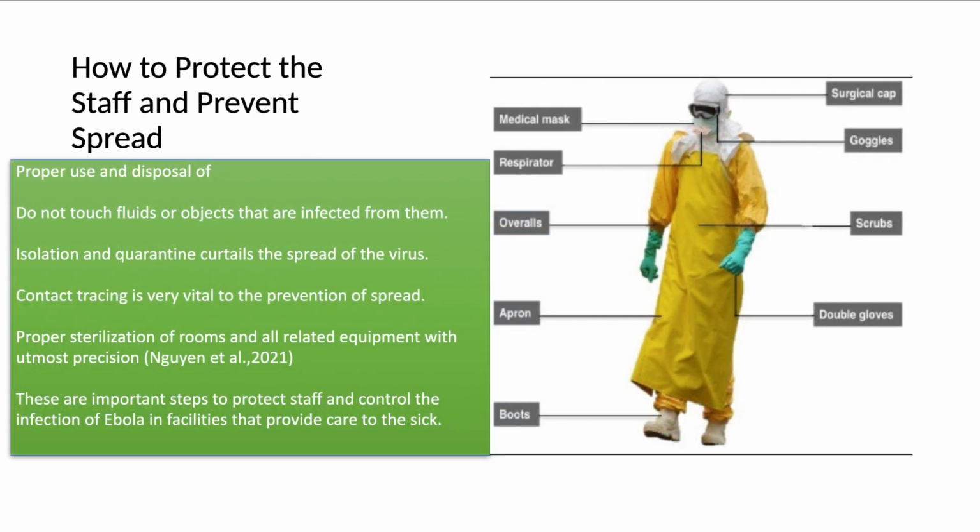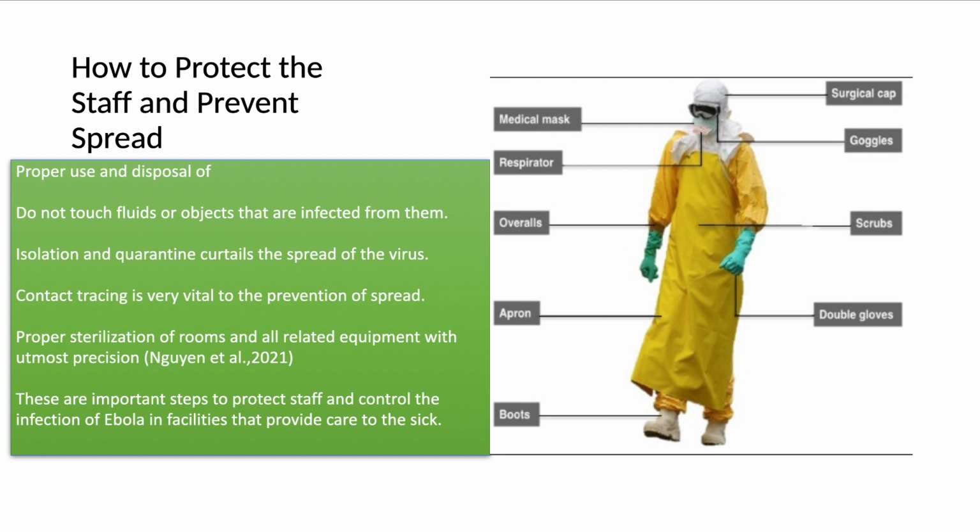How to protect staff and prevent spread. It is important to use personal protective measures correctly throughout the usage and disposal of PPE. Do not touch fluids or objects that are infected or contaminated with the virus. This should be followed by an effective sterilization of rooms and the environment at large. All related equipment must be sterilized with utmost precision. These are the important steps to protect staff and control the spread of the infection.